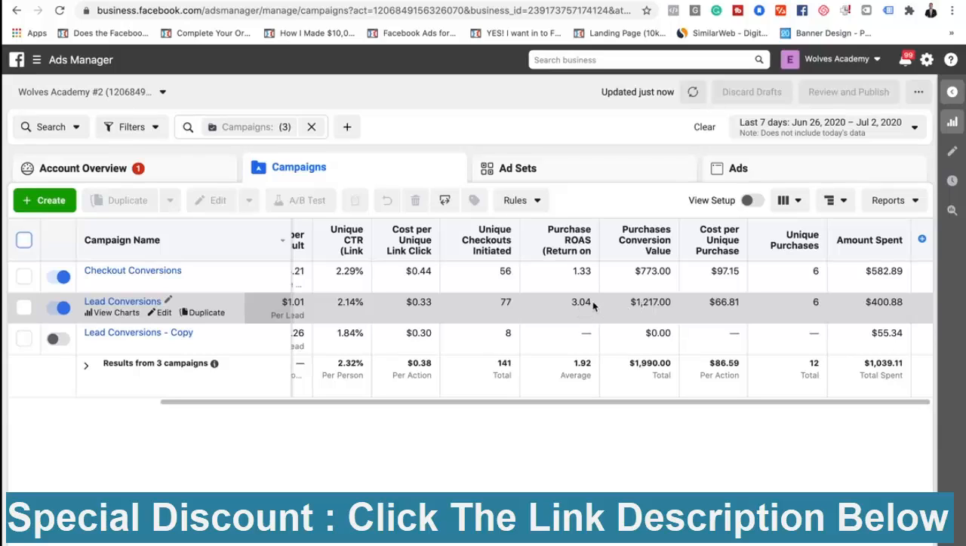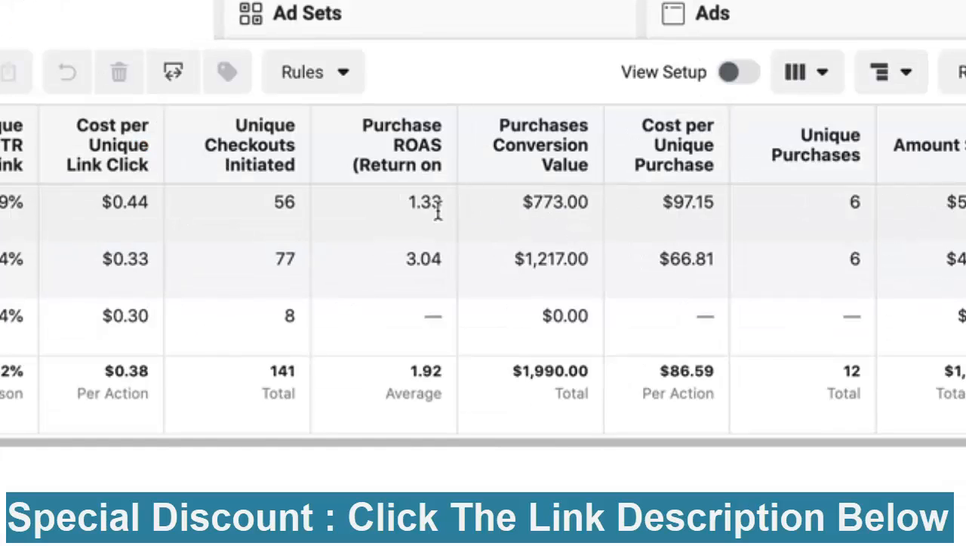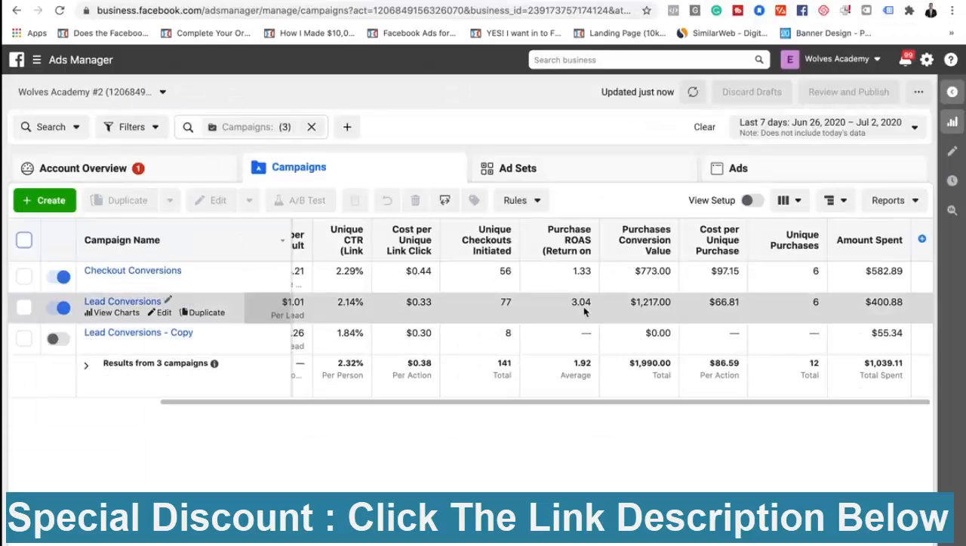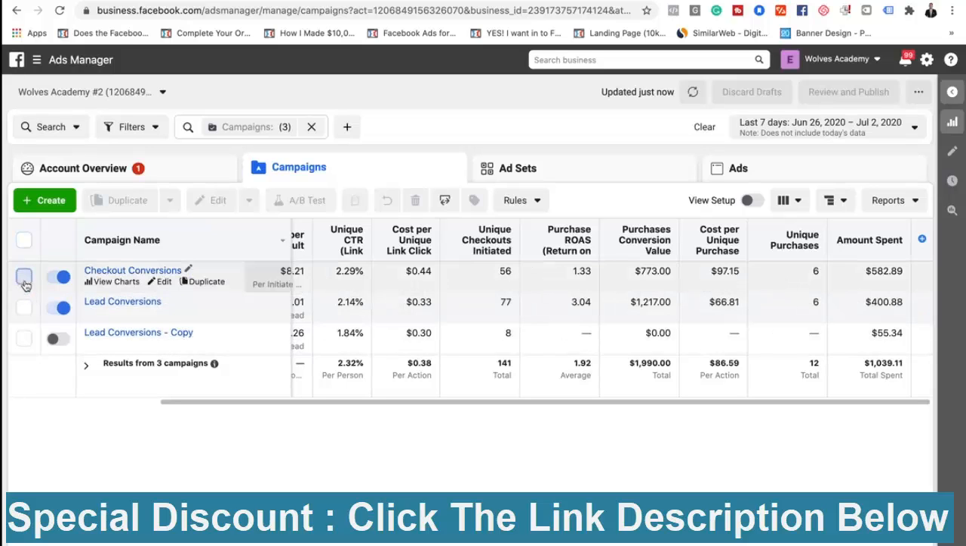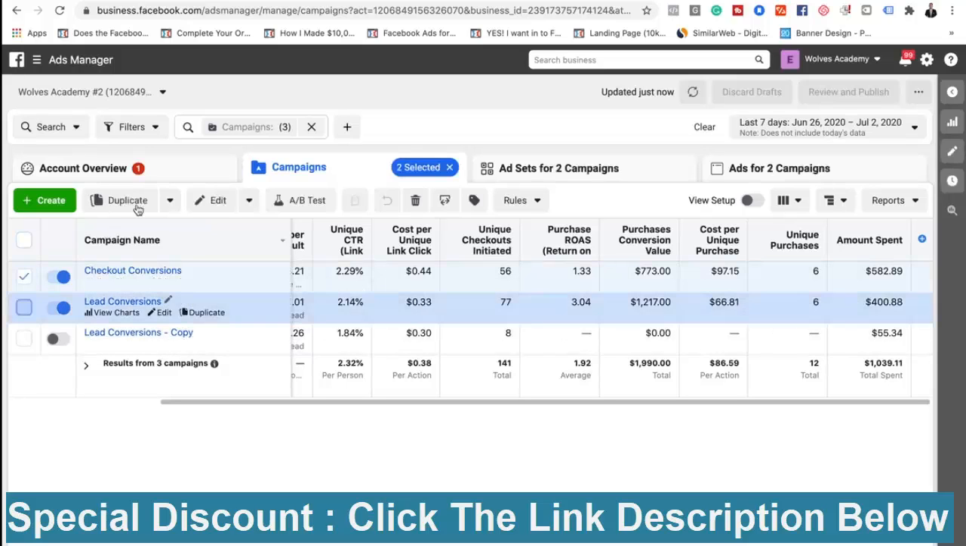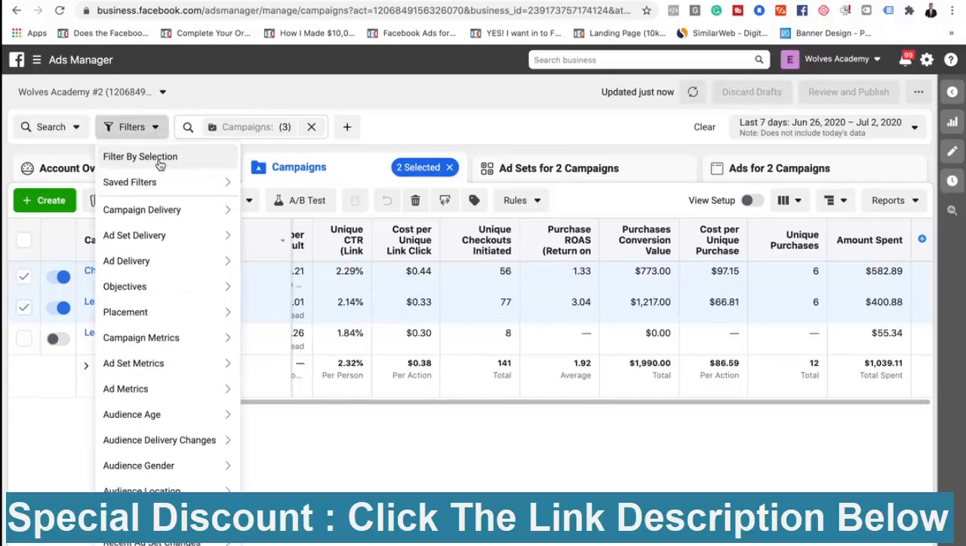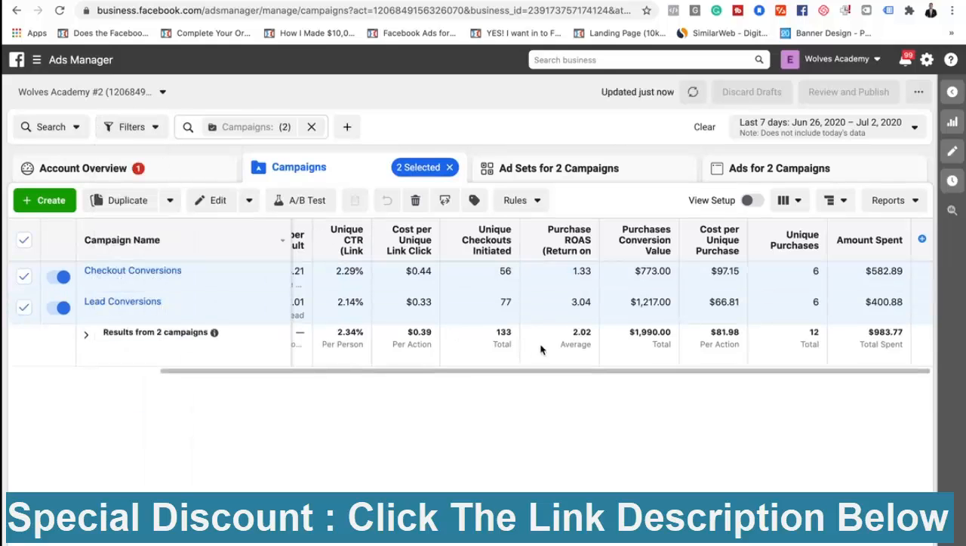And if you guys look here, my overall campaign is within my targeted KPIs. So the balance between the lead conversions and the checkout conversions is almost a 2x return on ad spend. So that's literally what I'm looking for. Now, if I didn't waste this $50 here, and if I was to just filter by selection here, if I filter by these two and I didn't burn that $50, I'd have literally my desired KPI, which is 2x return on ad spend.